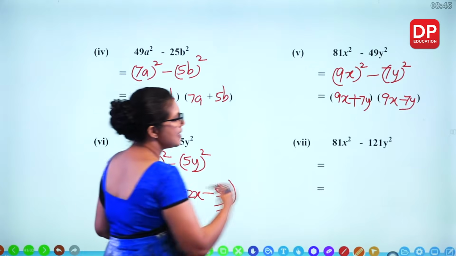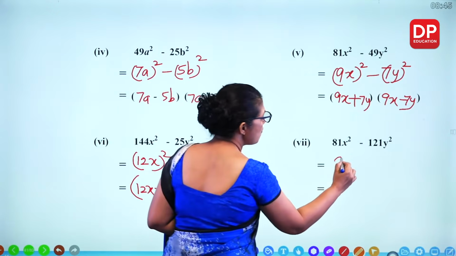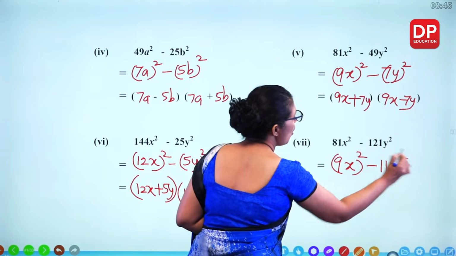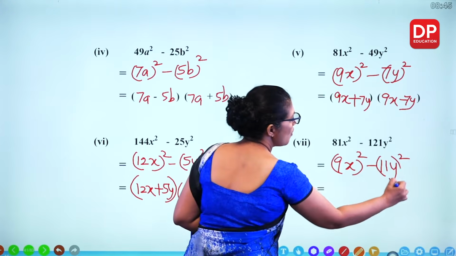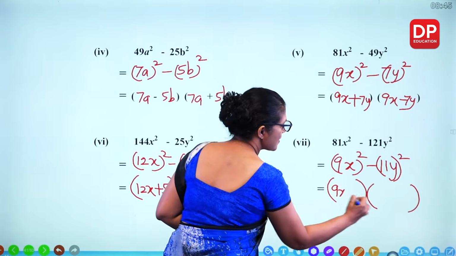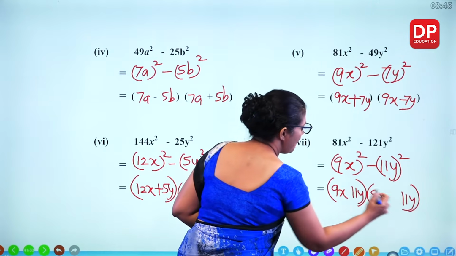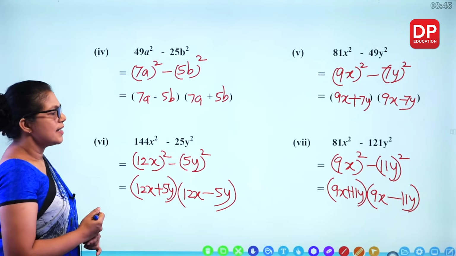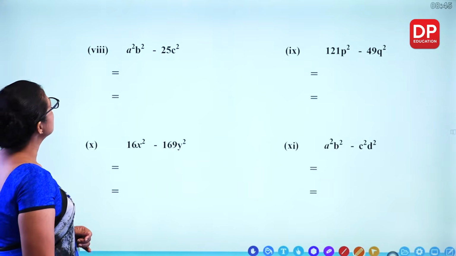Now it's easy. With two terms, if both are square terms, you can apply this. Not for all factorization. 11y whole thing squared. Then you can straight away write 9x and then the other term is 11y. One is positive and the other one is negative. Some more questions?